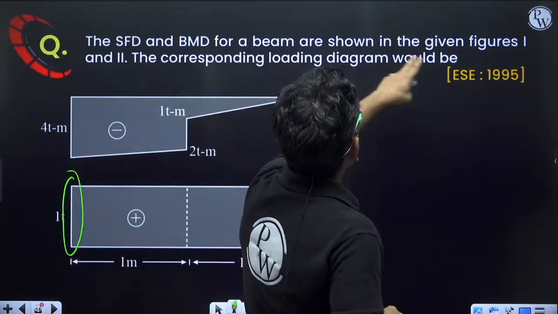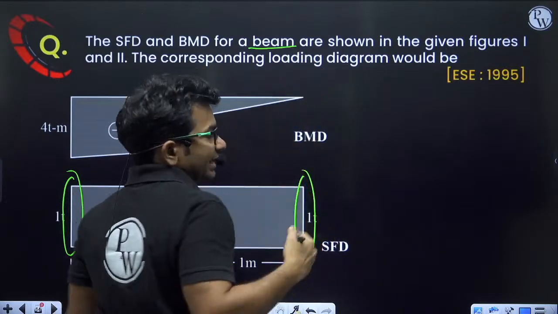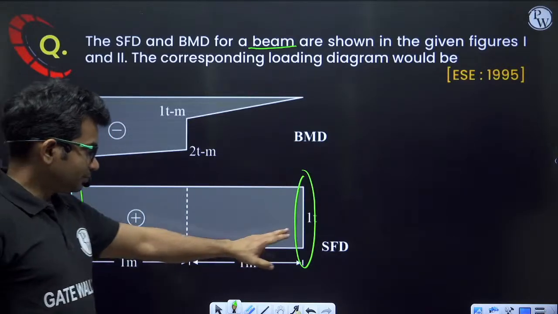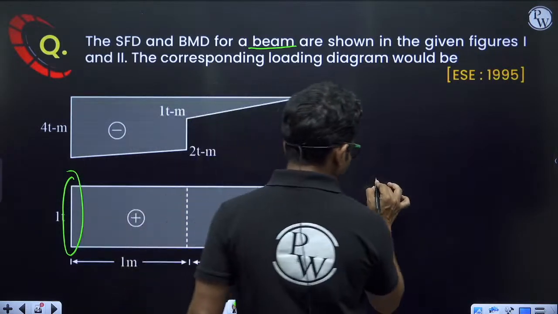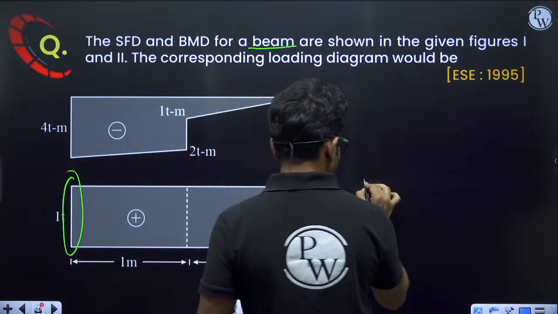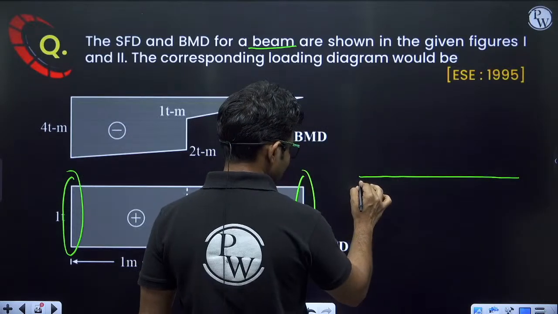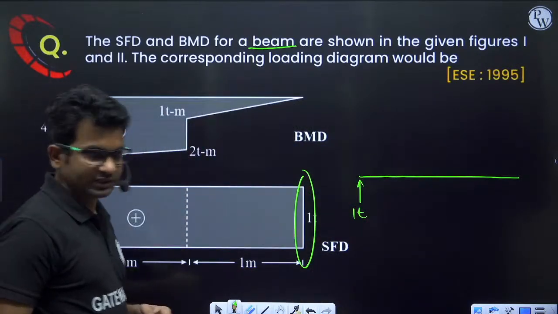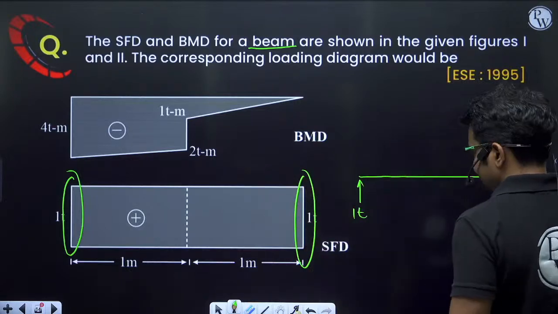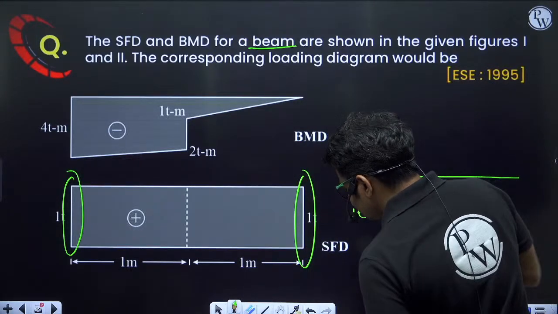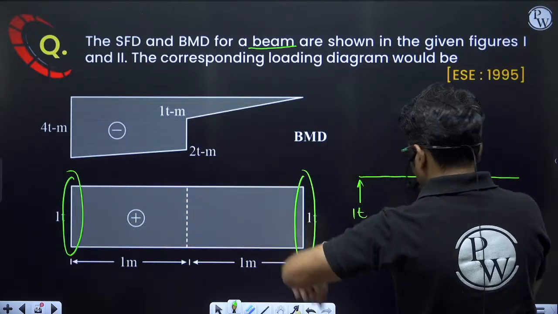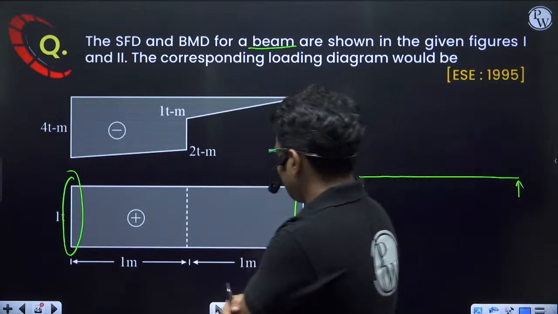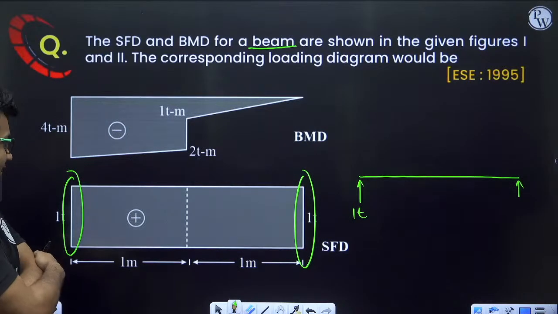For a beam, we are not given which type of beam. Is it a cantilever beam or simply supported beam or whatever? That is not given. But one thing is for sure, that at this location, there is 1 ton of upward force, a concentrated upward force acting, and at this location 1 ton, again, at this location again 1 ton of upward force is acting. So at both these locations 1 ton of upward force is acting.